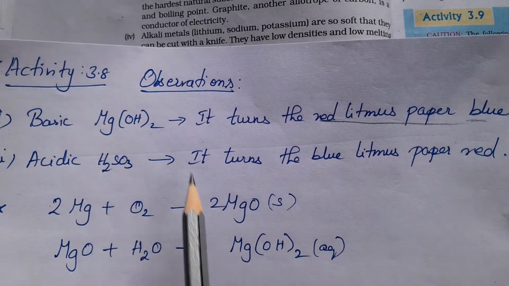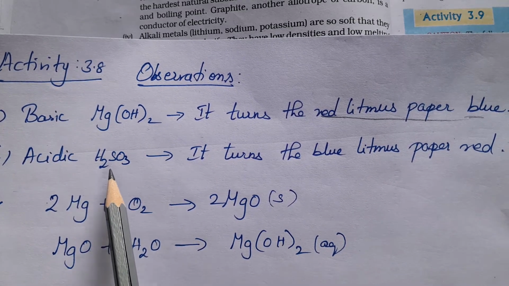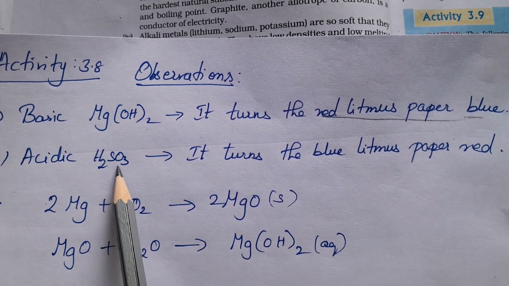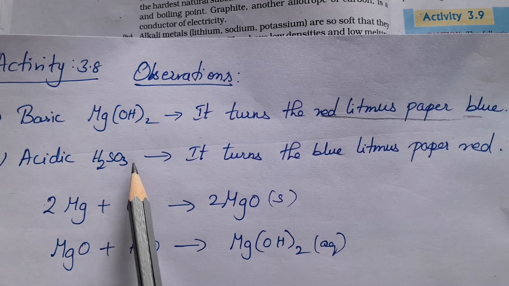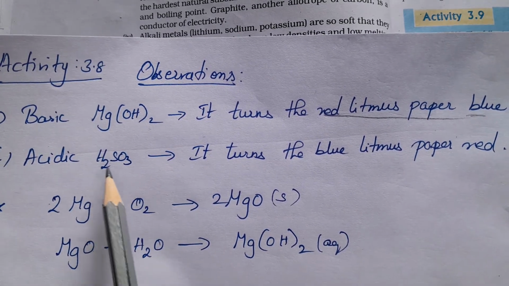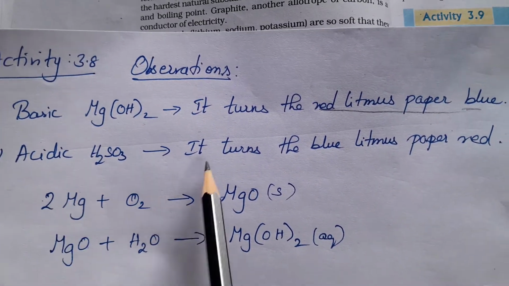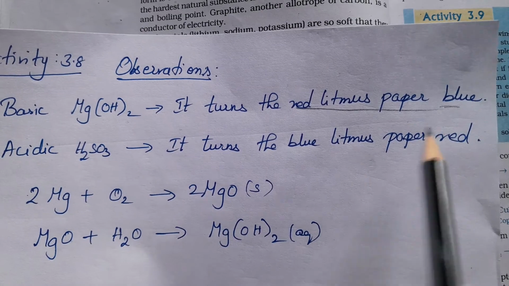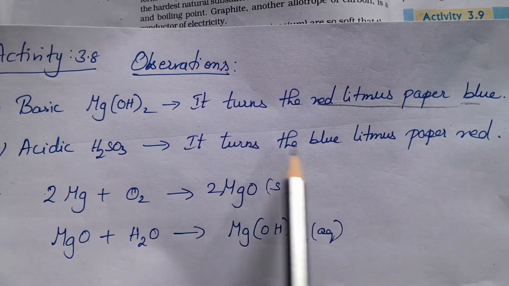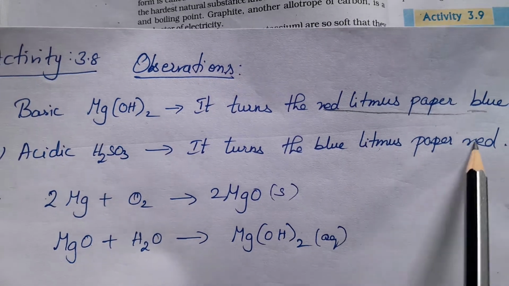Likewise, when sulfur is burned, you collect the gas sulfur dioxide, and when you mix it with water, you get sulfurous acid, H2SO3. It is acidic in nature. How do you know? It turns blue litmus paper red. There is no reaction when you dip red litmus. When you dip blue litmus paper, it turns red.